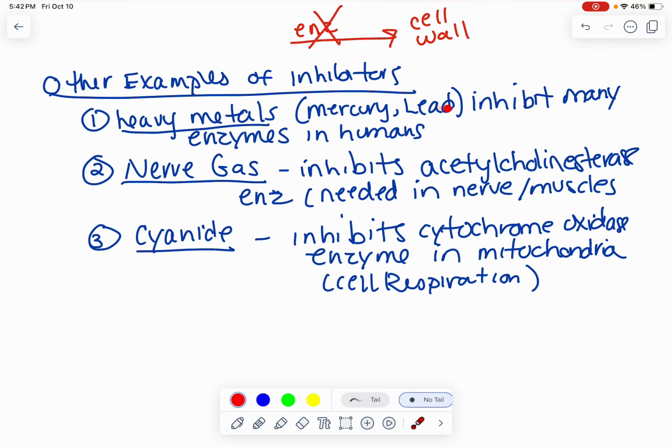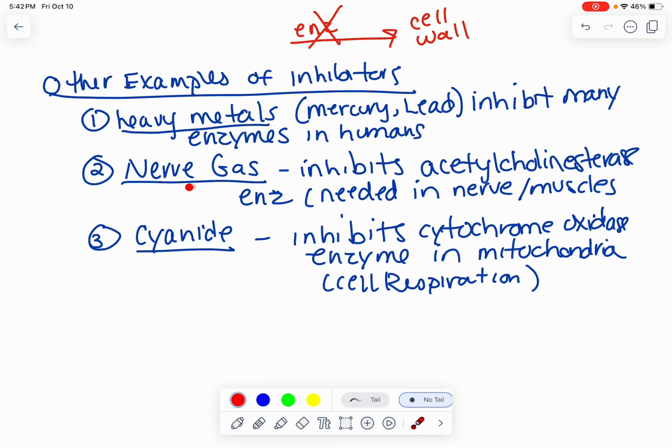We talk about mercury and lead as being really toxic and bad to us. The reason is that mercury and lead are heavy metals. These are inhibitors. There's lots of enzymes in our body, and if you're exposed to a lot of mercury and lead, they're blocking a lot of enzymes. So there'll be a lot wrong with you. That's why those are bad.